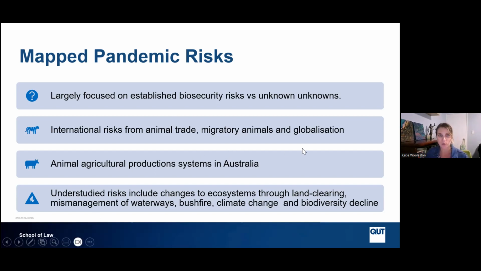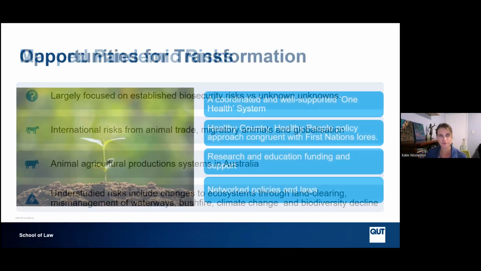We have animal agricultural production systems in Australia that specialise in large-scale production, where lots and lots of animals are held together in close confines for over extended periods of time, and that increases the risk of disease migration and disease spillover to people. We also have other unknown risks or understudied risks, including the changes to Australia's ecosystems through land clearing, mismanagement of waterways, bushfires, climate change, and biodiversity decline.